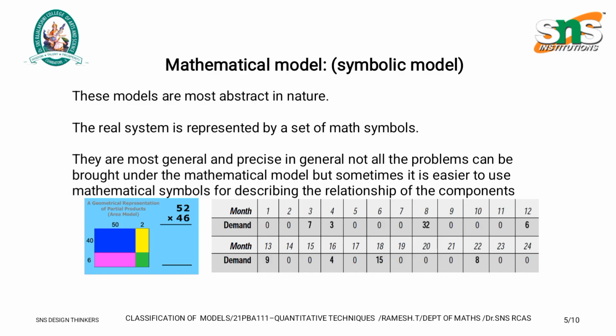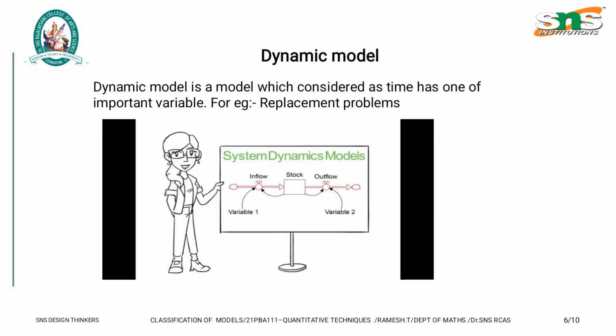Here, the rectangle size is given. One side is 50 plus 2, another side is 40 plus 6. The blue symbol is some square area. So we divide this rectangle into 4 different parts. Then we calculate the area of this rectangle. So it is a model. And the months are given, 1 to 12, with the corresponding demand. From the demand, we calculate which month has small demand or larger demand. So these are all models in the mathematical form. Another word for it is symbolic model.